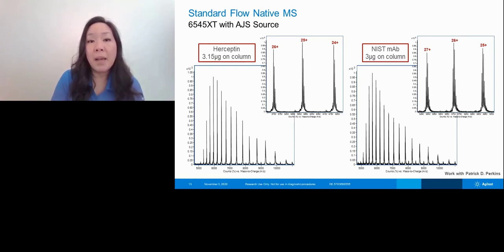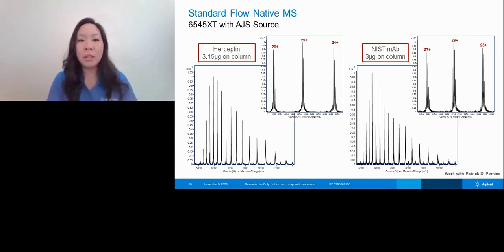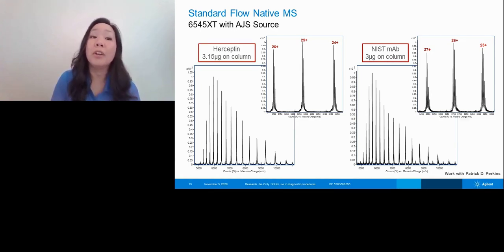On the right is the NISTmAb with a comparable concentration of 3 micrograms on column, the charge envelope, and the zoom in of the apex of the charge envelope. So you can see the relative intensities and the distribution of the charge envelope between the two monoclonal antibodies are very much similar.